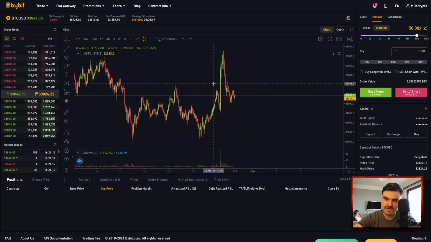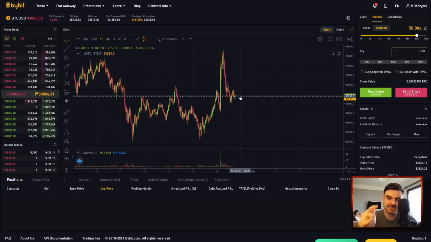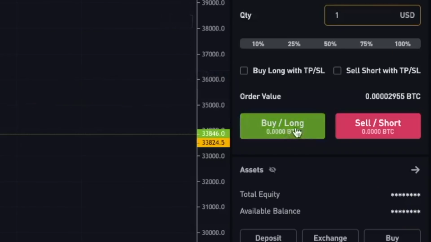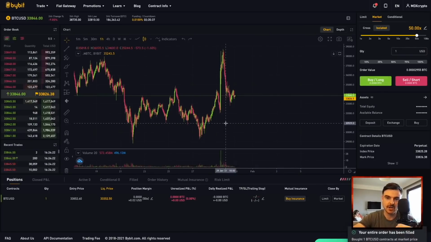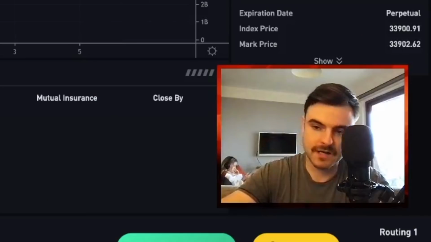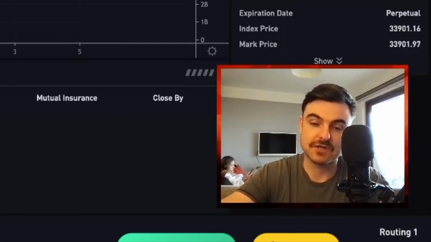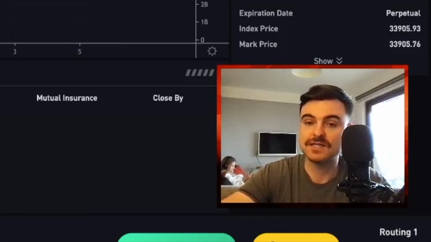But just to make it really simple, guys, if you want to buy at exactly this price and you don't mind paying a taker fee, what you do is very simply click buy long. Bang, you now have a trade on. It's a long trade in the market. When you market buy or market sell, you do incur a fee because you're a market taker. You're taking liquidity out of the market.